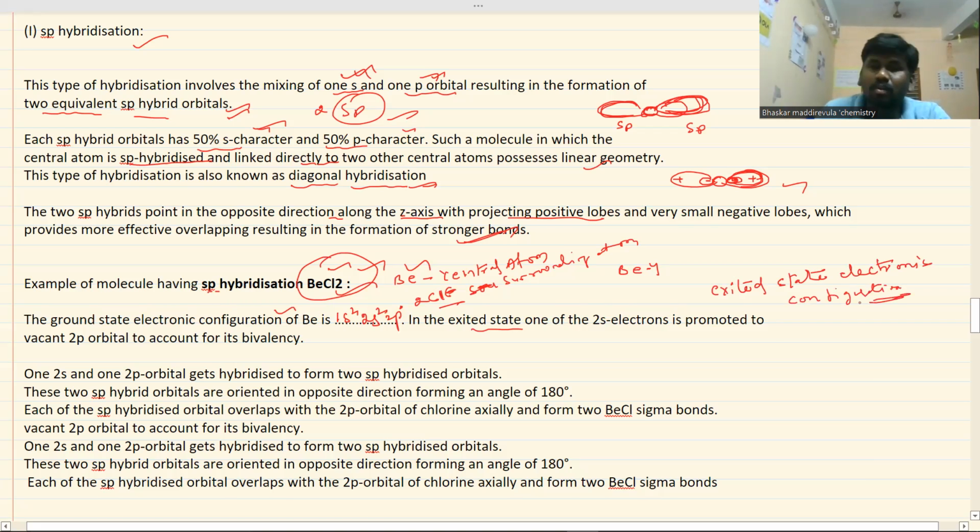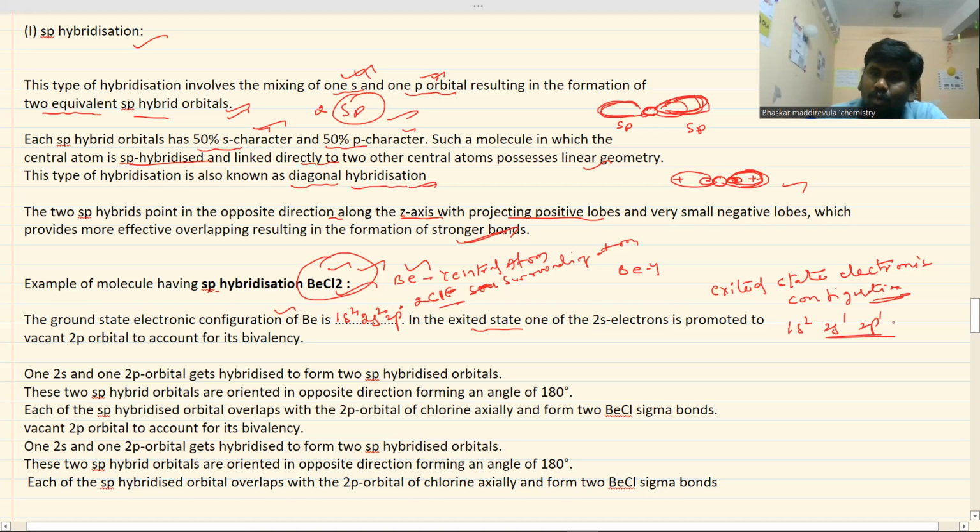Excited state electronic form. That is like this. One electron from the 2s orbital will shift to the 2p orbital. That will be like this: 1s2, 2s1, and 2p1. So by this we can say that beryllium has a divalency.